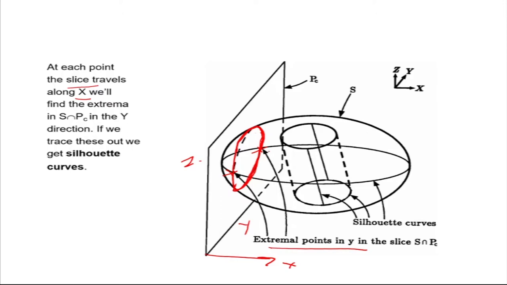Now in that, what I'm going to do, I'm going to take the extrema point, this point, and this point. These are the extrema points in y in the slice S, that intersection PC. Now if we trace these out, we get what is called the silhouette curve. So what am I doing? I'm going to cut this using slices, and every slice I find the extrema points. These are the extrema points on the curve.